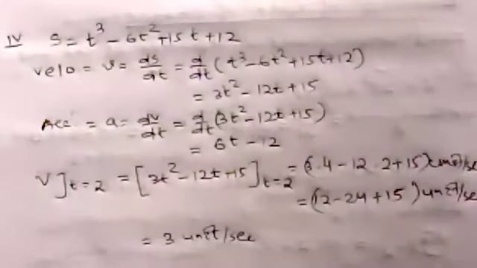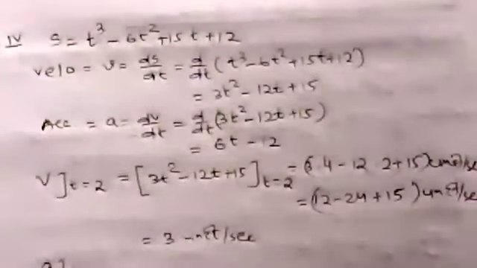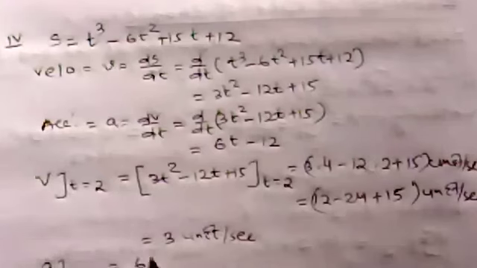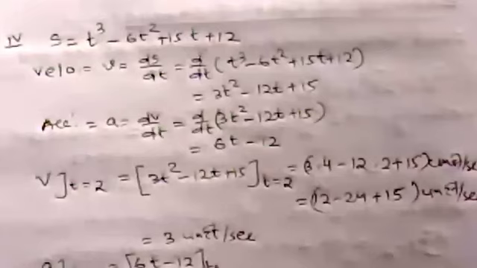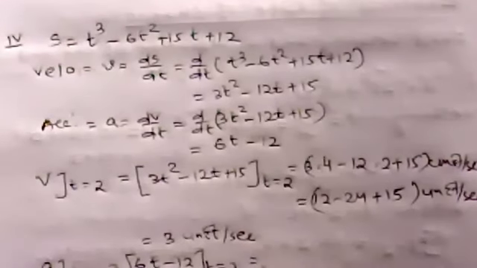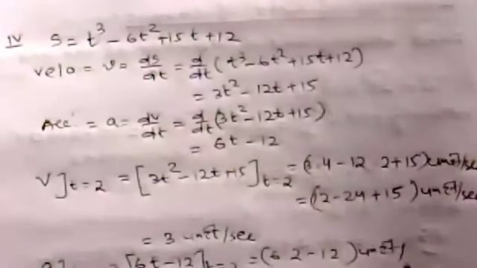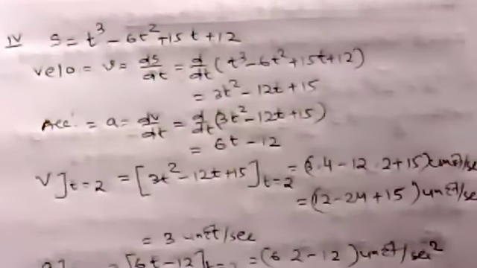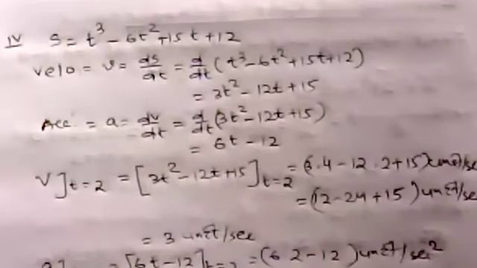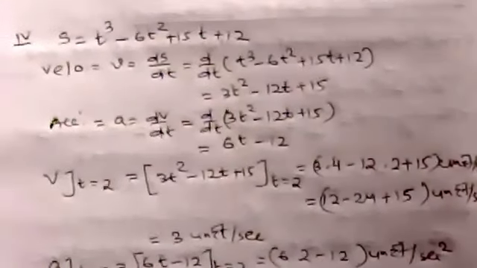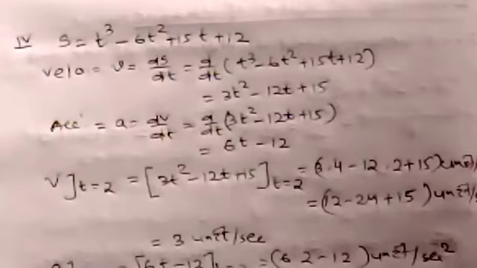Next is the acceleration at the end of t equal to 2. Acceleration is 6 into t minus 12, at the end of t equal to 2, so 6 into 2 minus 12, this unit per second square, and this is 0 unit per second square. So here the acceleration becomes 0 but velocity is 3 unit per second.